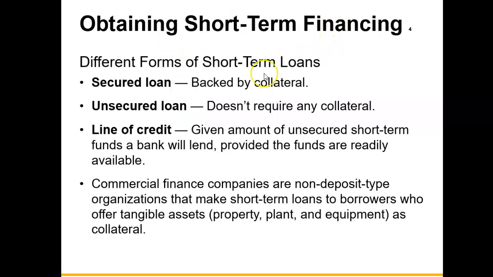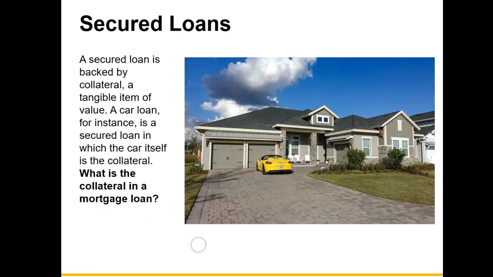With an unsecured loan, there's not any collateral to protect the lender in that situation. With a line of credit, it means that a company is given a line where they can spend up to a certain dollar amount, and then those funds have to be repaid back to the lender. Commercial finance companies are what we call non-deposit type organizations. That pretty much means that they're making short-term loans to borrowers who will use some type of tangible assets, such as property, equipment, etc., as collateral to secure those loans.